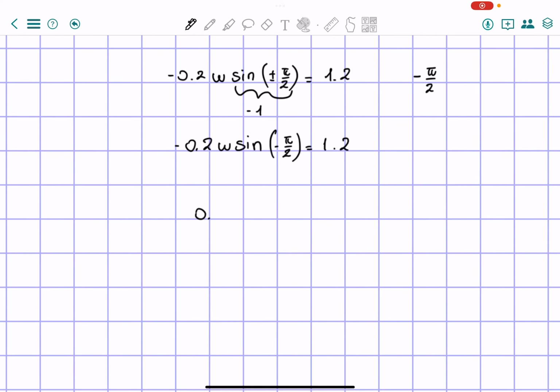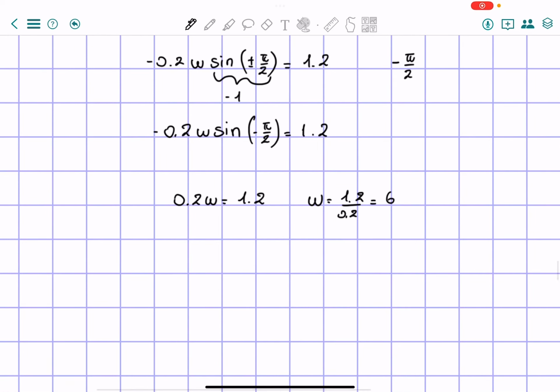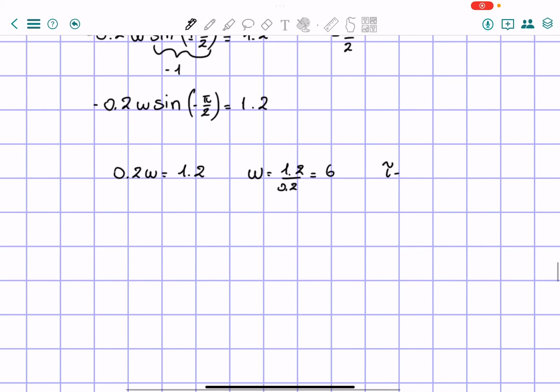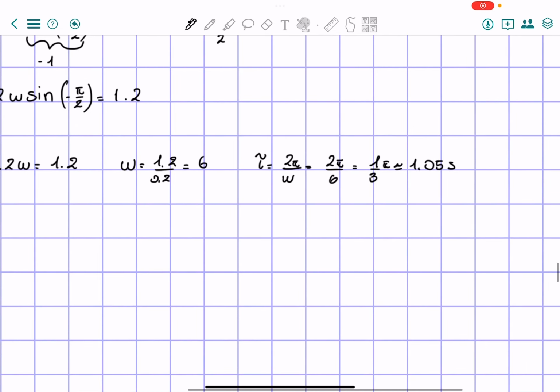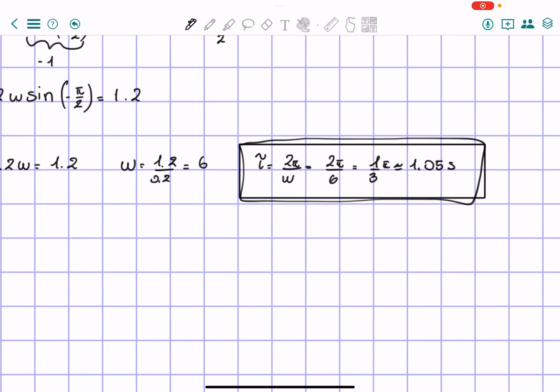And then we get 0.2 W is equal to 1.2. So W is equal to 1.2 divided by 0.2, which is equal to 6. Now with this, we can find the period, which is 2 pi over W, which is simply 2 pi divided by 6, which is 1/3 pi, about 1.05 seconds. And that is our final answer. This is the solution to our problem.